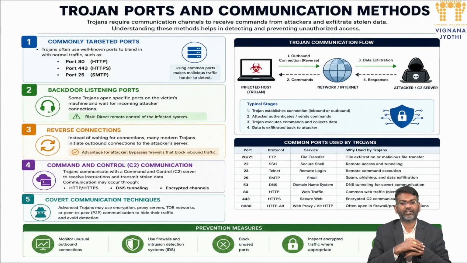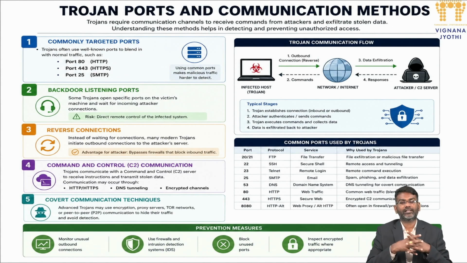Next, the reverse connection. Instead of waiting, very modern Trojans initiate outbound connections to attack the required servers. The main advantage is that they bypass the firewalls, so the firewalls will not check whether the person or the data coming from a given system is genuine or not. Everything will be compromised there.